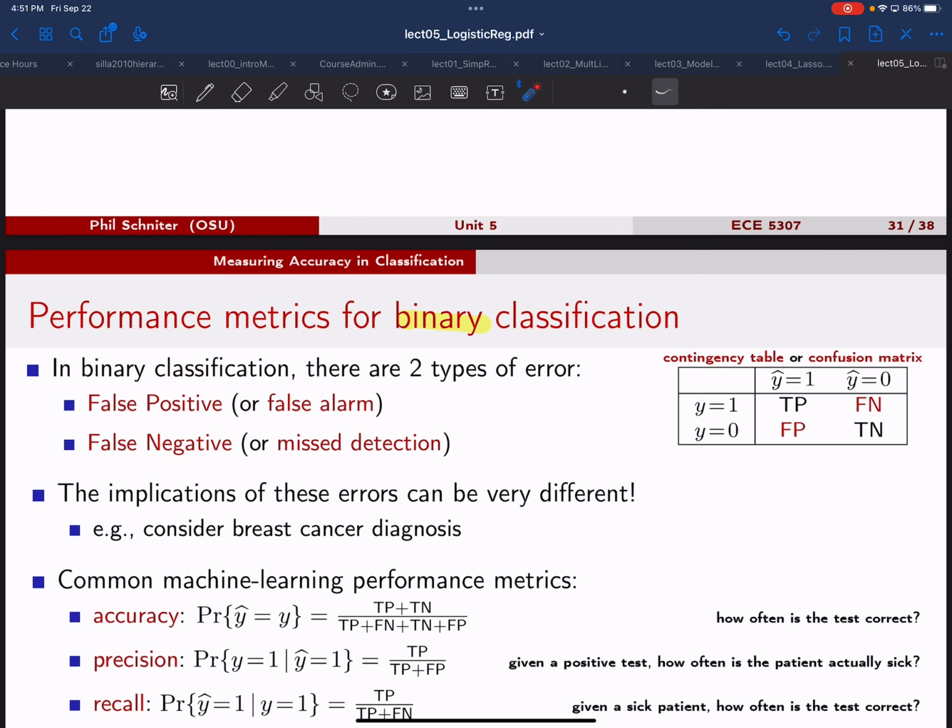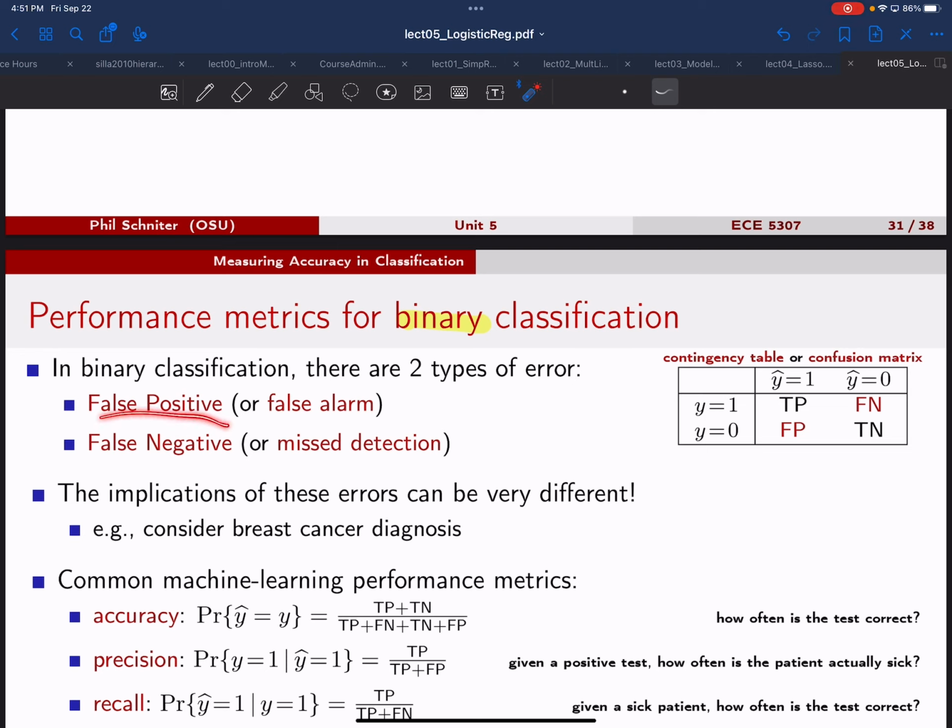So let's consider cancer diagnosis. You take some tests to determine if you have cancer or not. The test is never perfect, so mistakes can happen, right? On one hand, if you get a false positive, in that case, you're told you have cancer, but you don't. You're depressed for a little bit, but it's not the end of the world because you're going to have more tests done, and eventually you'll figure out, oh, I don't actually have cancer.